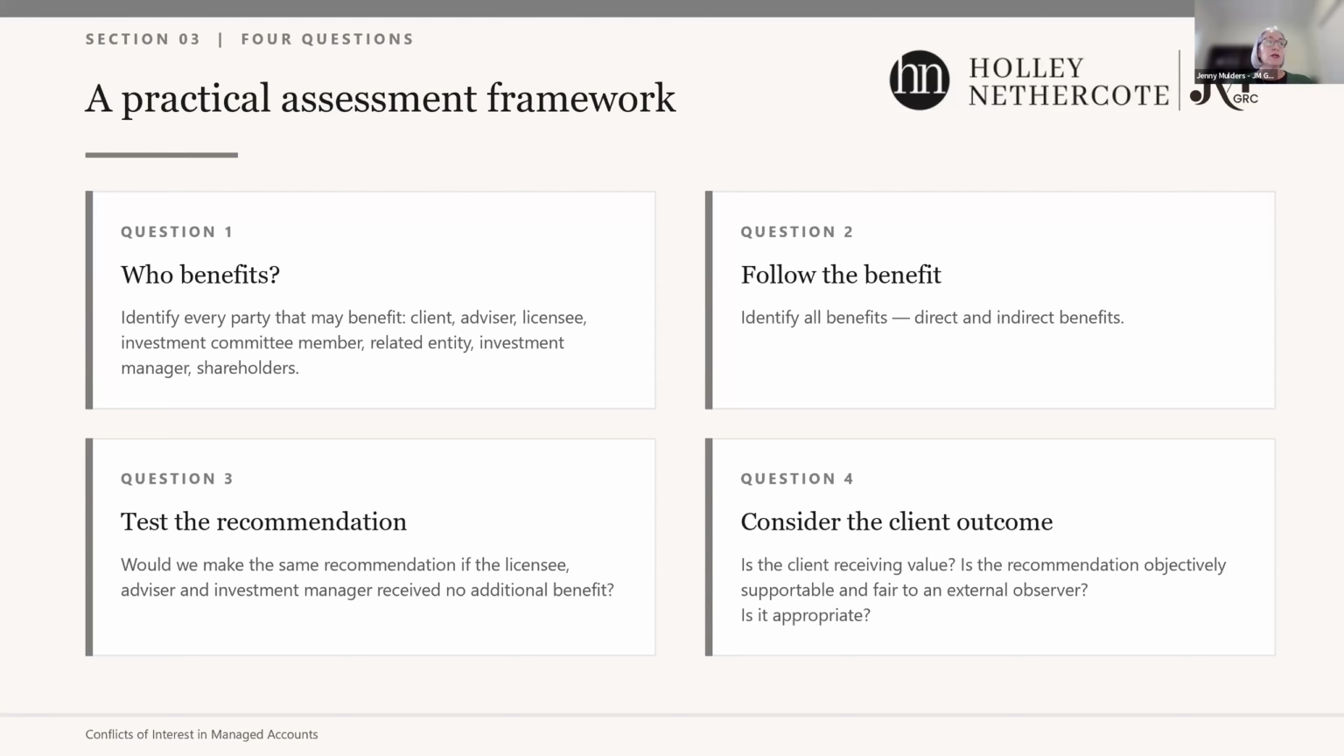Have you got investment committee members who are also getting a benefit from their relationship in this model? Are they also an advisor or a shareholder? How are we managing those conflicts in the relationship? So looking at the who, and then follow the benefits. How much is it?